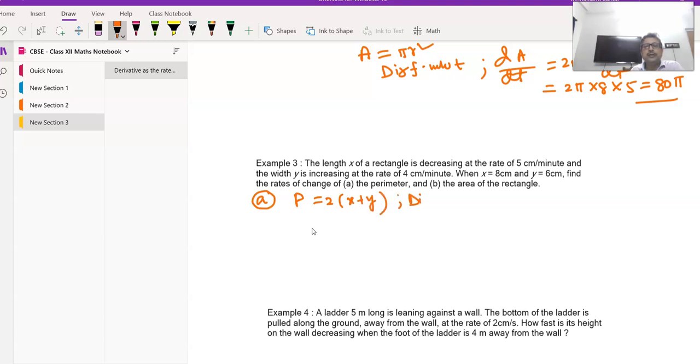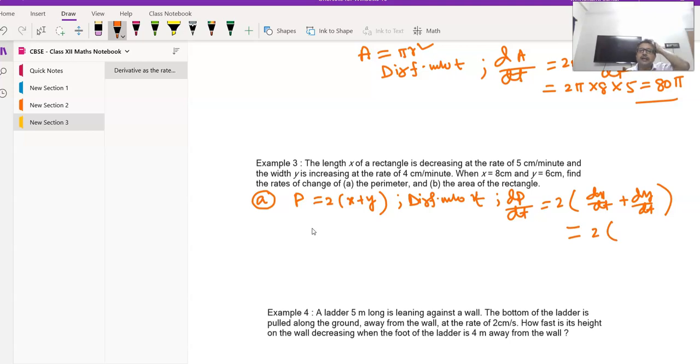So differentiating with respect to t, of course, because it is given meter per minute. That time is minute over there. So if we differentiate, this is going to be dp by dt equal to 2 into dx by dt plus dy by dt. Okay. If I substitute the value of dx by dt here, the dx by dt is given. You all can do that.